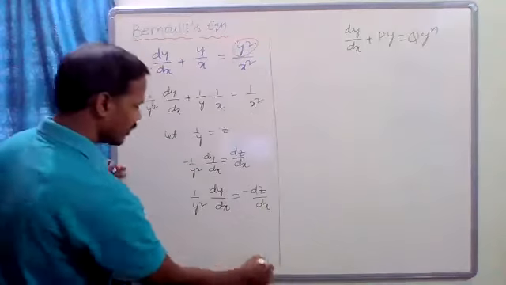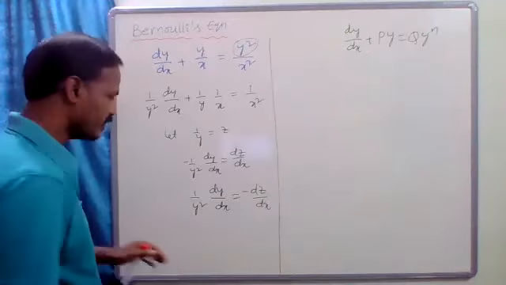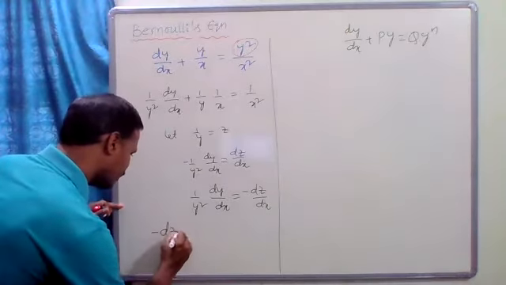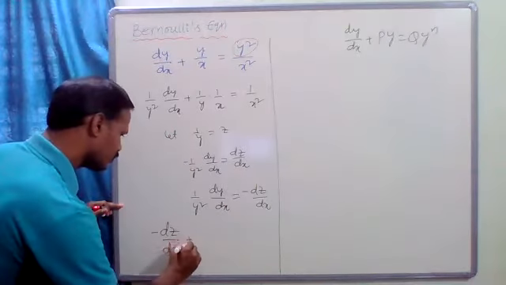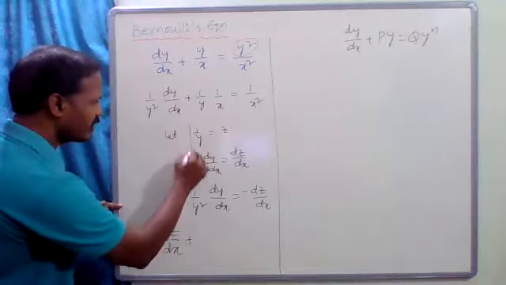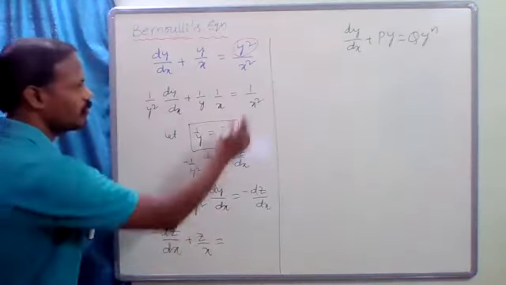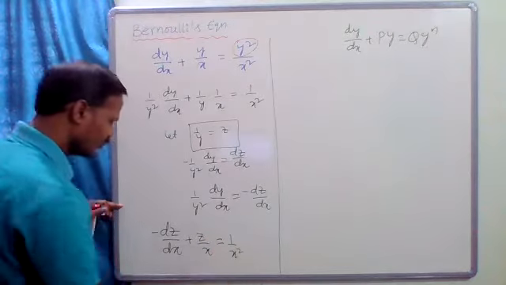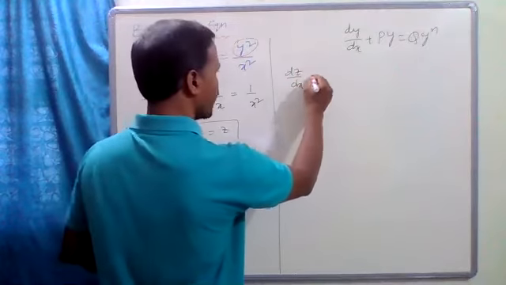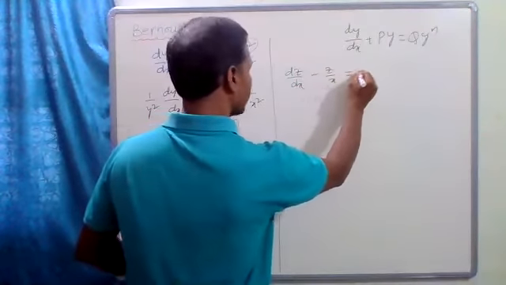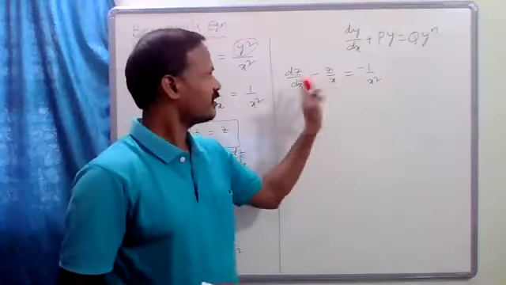So what we have to do? Substitute this 1 by y square dy by dx with minus dz by dx. So minus dz by dx plus 1 by y, and 1 by y value is z, so z by x equal to 1 by x square. Now this can be written as dz by dx minus z by x equal to minus 1 by x square. Now clearly it is linear in z.